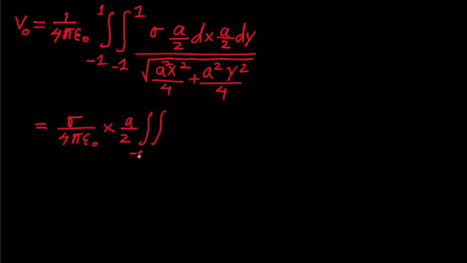So minus 1 to 1, minus 1 to 1, and then capital dX, capital dY, and under root of capital X square plus capital Y square. Okay.